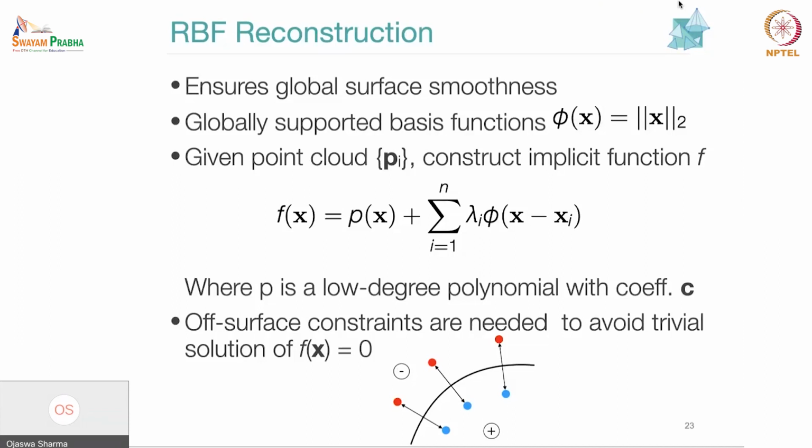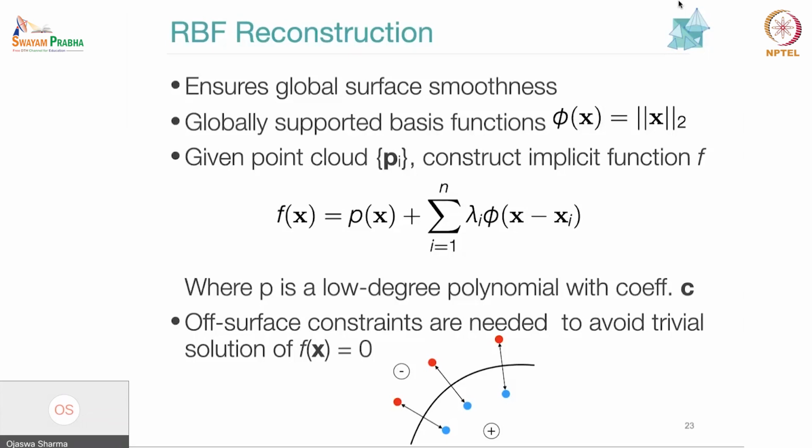The unknowns here are the lambda coefficients and the parameter coefficients of the polynomial, and p(x) is just a polynomial. It could be a linear polynomial, and most likely it is a linear polynomial in this case: c1 x plus c2 y plus c3 z plus c4. So you have 4 coefficients of this polynomial, and then you have this radial basis function phi, which is defined around x_i. At point x, you take the distance between x and x_i, and then the radial basis function gives you the magnitude of this vector.